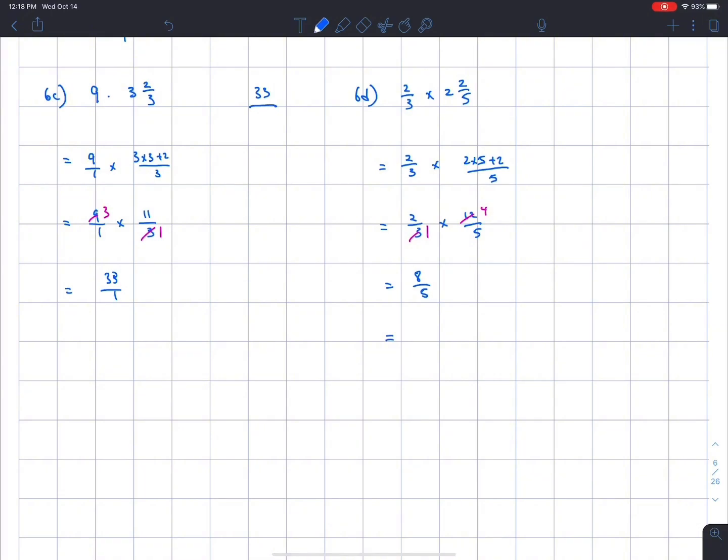I still need to change it back into a mixed fraction. I can do a long division. 5 goes into 8 one time, and 8 minus 5 is 3. So this becomes 1 and 3 over 5. And that would be the answer, 1 and 3 over 5 for 6d.